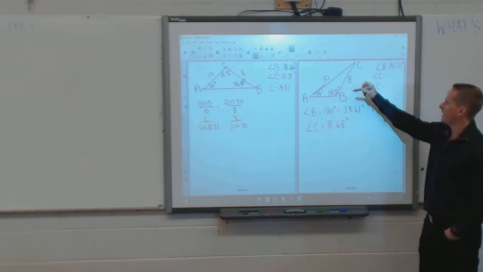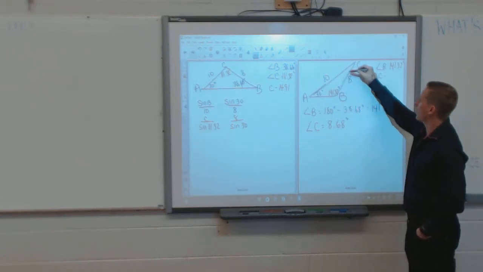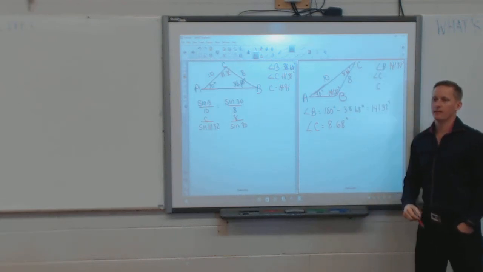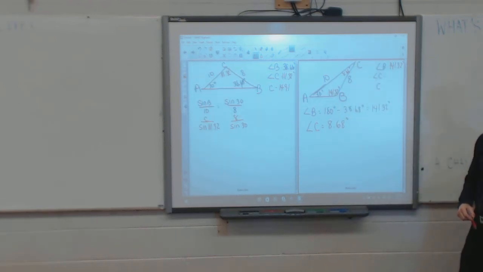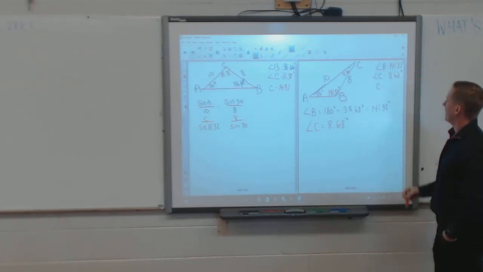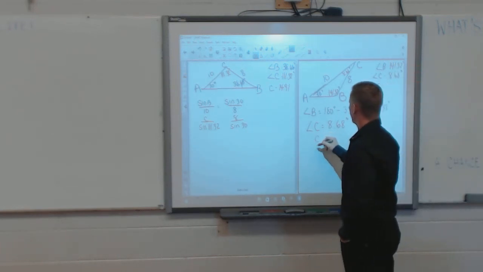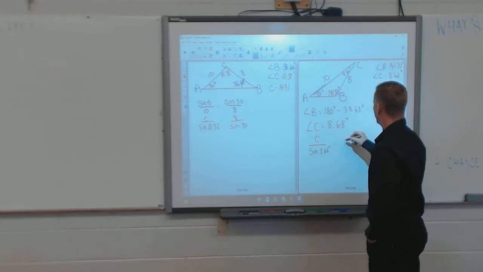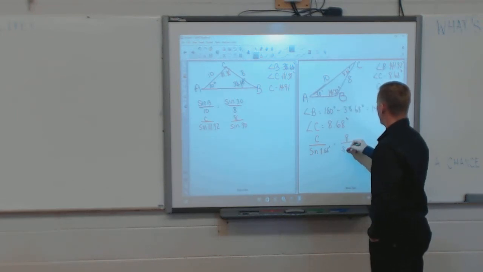All right, I take 180, subtract this, subtract that. That gives me 8.68 right there, right? Okay, so I have 8.68 degrees here. And now I have to use the law of sines to find that last side. So sine C, 8.68 degrees equals, and I still use 8 over sine 30.